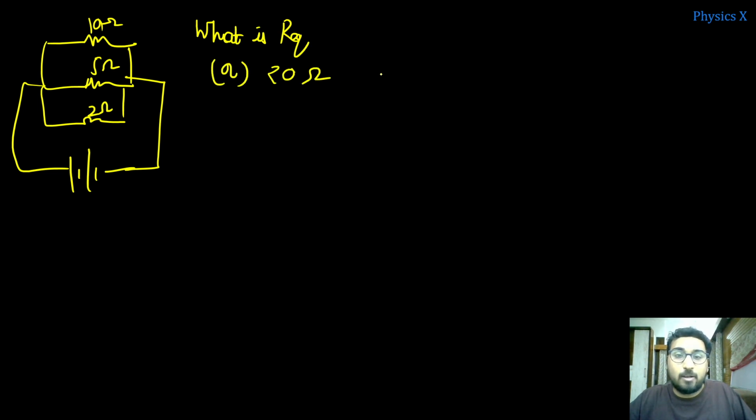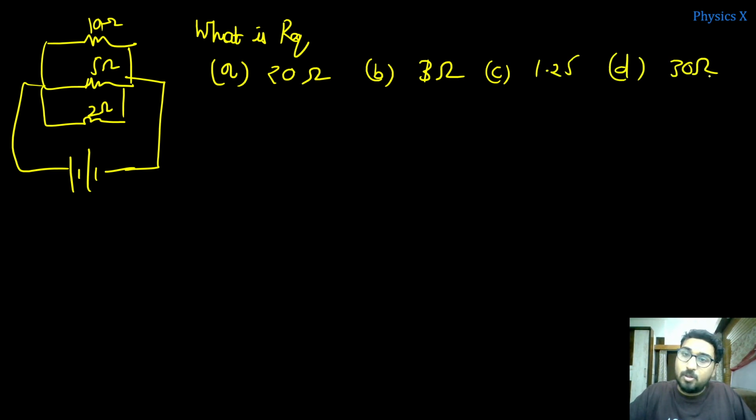So they may give you four options. One they will call 20 ohms, second let us say 3 ohms, third 1.2 ohm, and D they are calling 30 ohms. So from this, sometimes what happens, you don't need to calculate the value of R equivalent resistance.